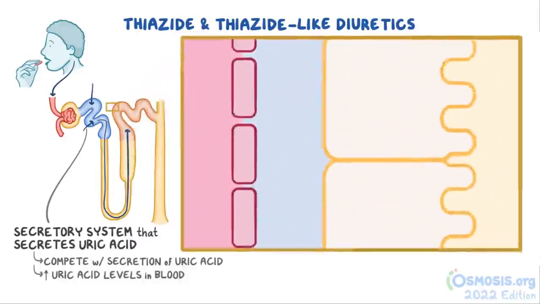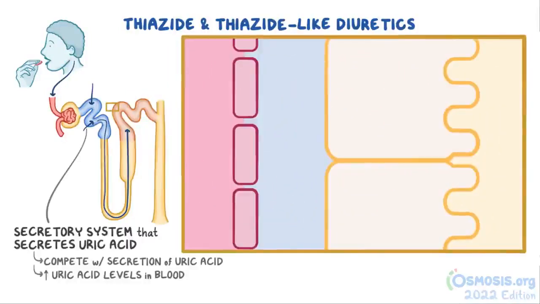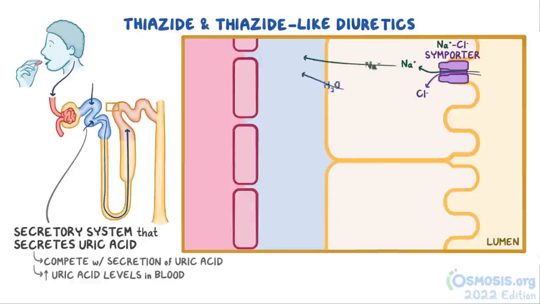This part of the nephron is lined by epithelial cells. Now, on the luminal side of these cells, there's a nifty little sodium chloride symporter. This channel reabsorbs one sodium and one chloride ion together from the tubule into the cell. Sodium is reabsorbed along with water into the interstitium and then into the bloodstream.